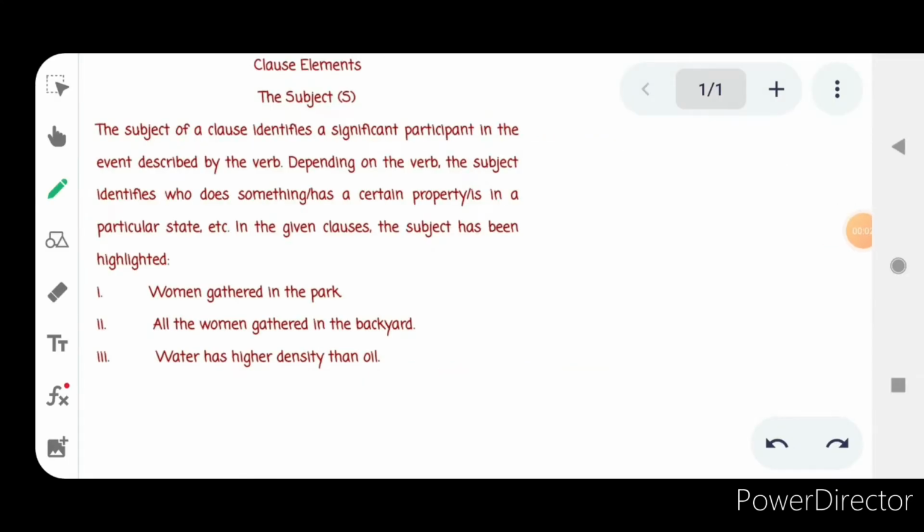Students, in the previous video, we have seen what is a clause, what is a sentence, and what are the clause elements. I told you there are 5 clause elements. These 5 clause elements appear in combination with each other to form different types of sentences. The subject plus verb, these 2 clause elements are essential for the formation of a grammatical meaningful sentence.